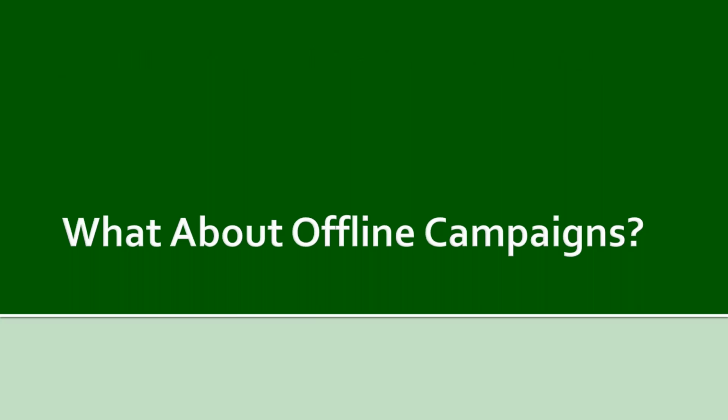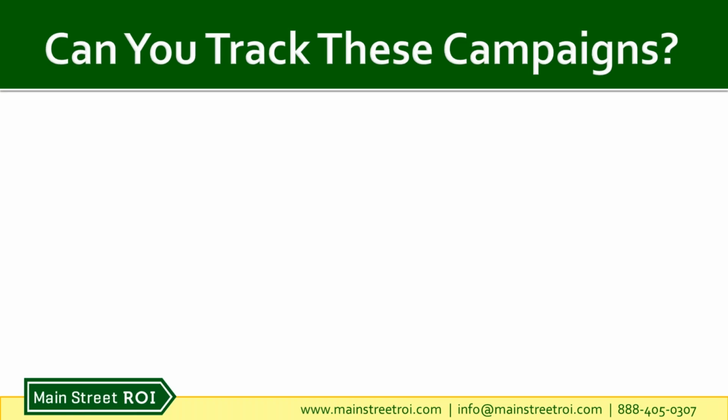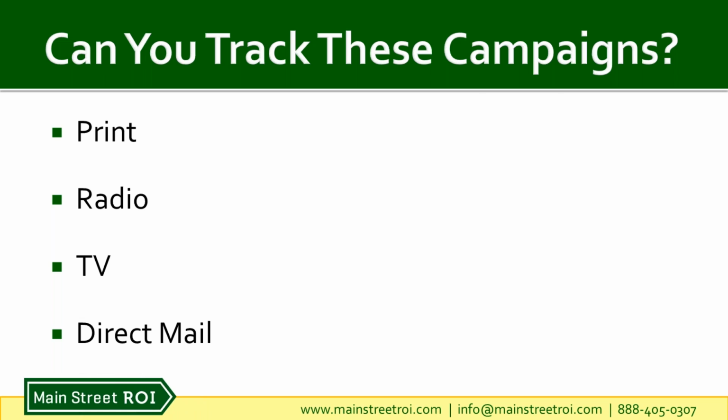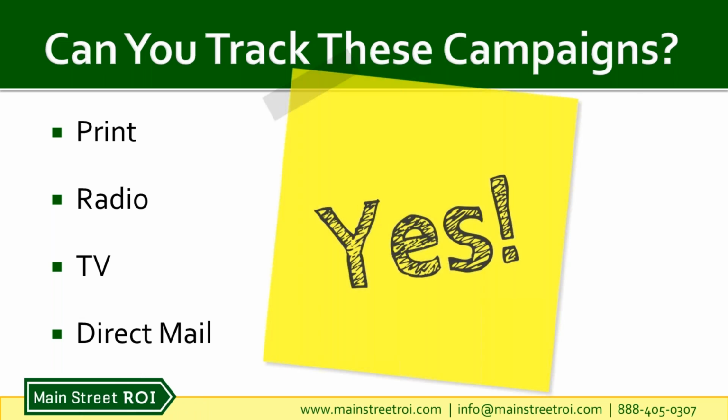All right, so the name of this presentation was how to track all of your marketing. So what about offline campaigns? Obviously Google Analytics is tracking online campaigns. Those are the examples I was giving: SEO, paid search, display campaigns, social media, email marketing. But what about offline? Can you track print? Can you track radio, TV, direct mail? Can you track those in Google Analytics? And the answer is yes. Kind of gave it away just a minute ago.